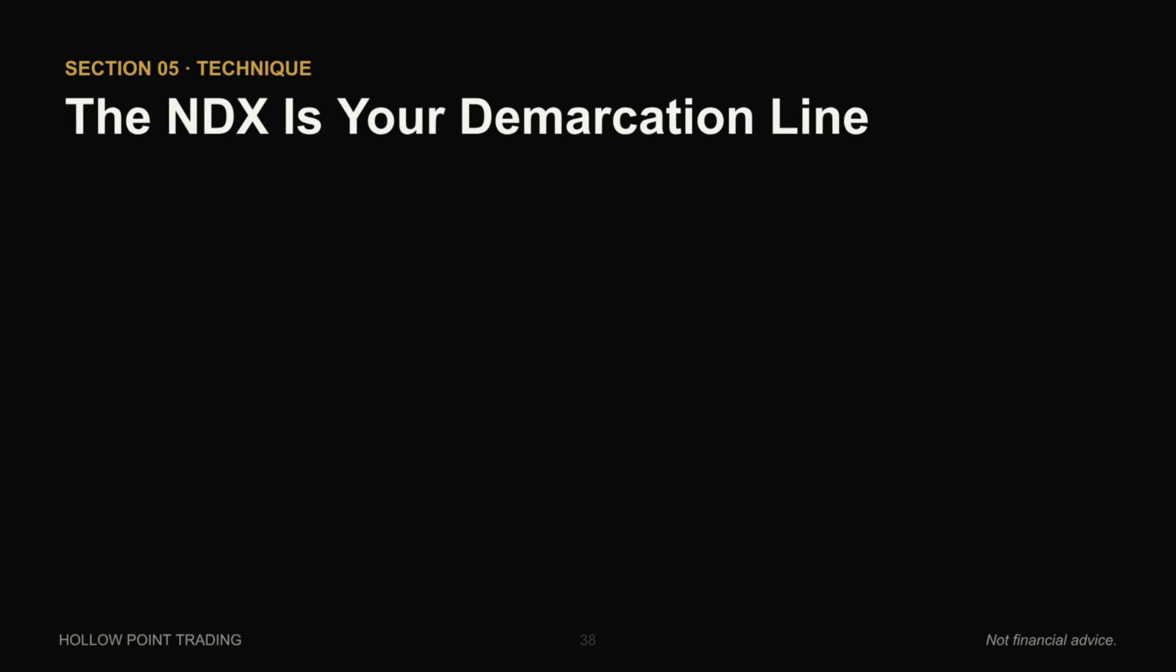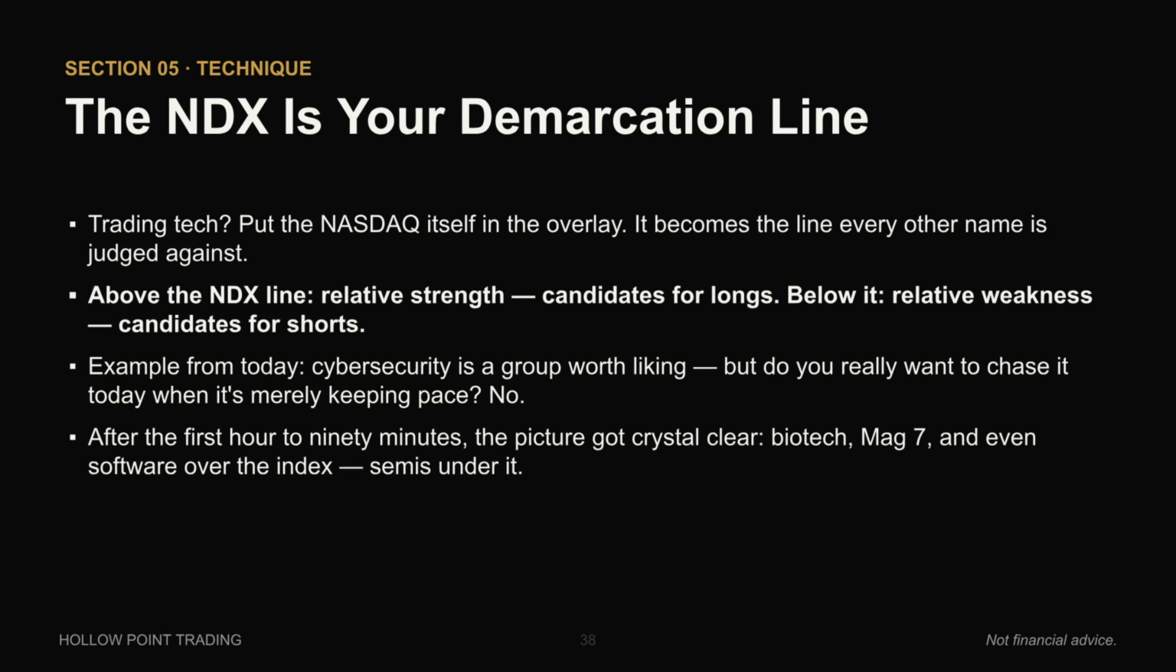The NASDAQ 100 serves as our primary demarcation line. If a stock is trading above it, it shows relative strength and is a candidate for longs. Below it, relative weakness makes it a candidate for shorts. Today, the split between semiconductors and the rest was clear.